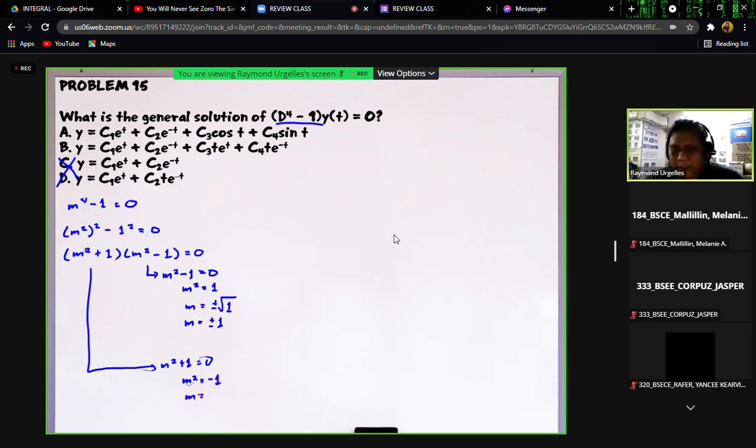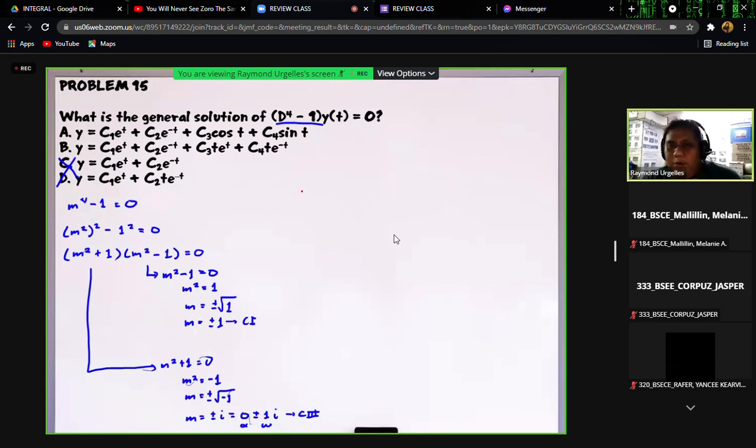So we have m is equal to plus or minus square root of negative 1. So you will get m is equal to plus or minus i, right? That plus or minus i, we can write as 0 plus or minus 1i. So that's what we will use as our alpha and omega. So therefore, this is case 1, while this is case 3. So then we plug it into our equation.